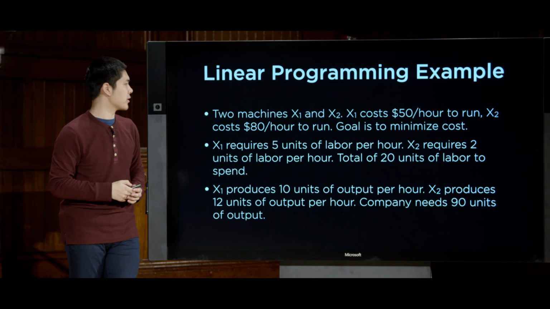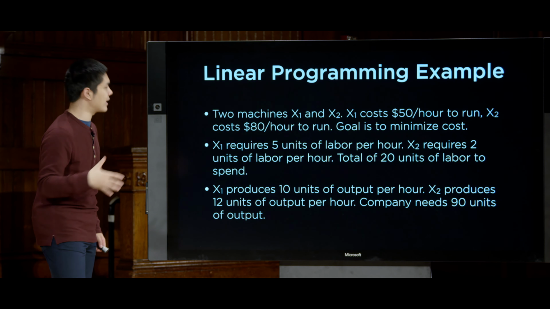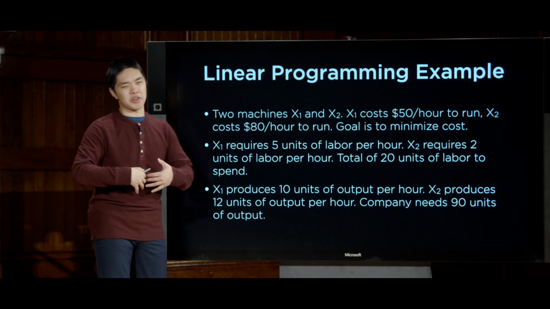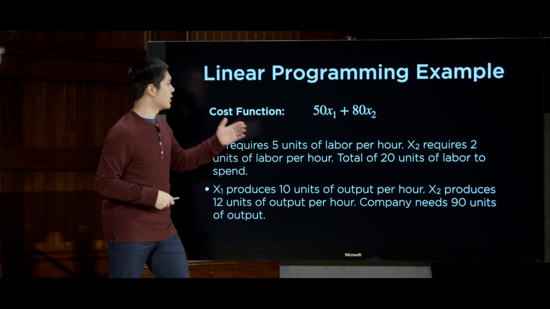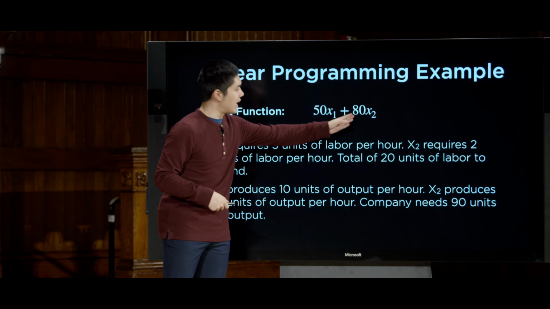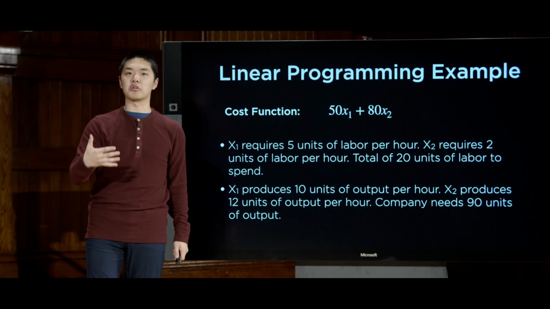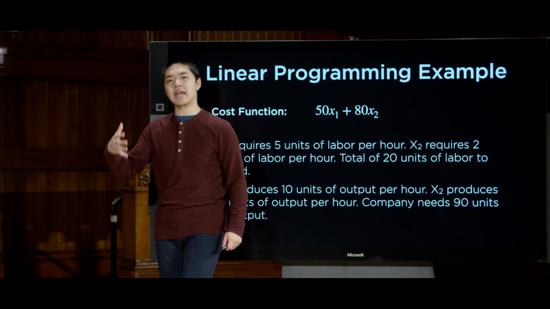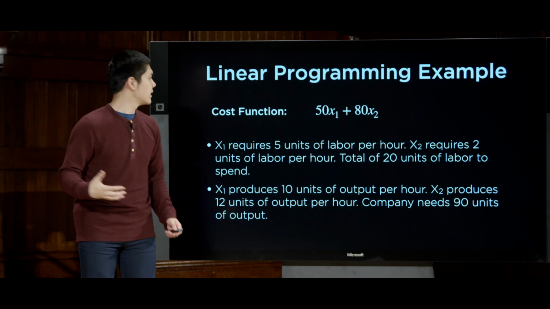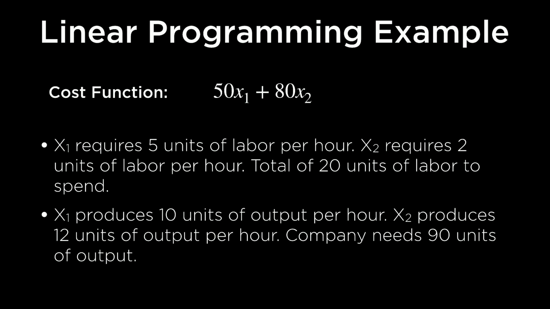So let's start with this first point. Two machines, x1 and x2. x1 costs $50 an hour, x2 costs $80 an hour. Here we can come up with an objective function that might look like this. This is our cost function, rather. 50 times x1 plus 80 times x2, where x1 is going to be a variable representing how many hours we run machine x1 for. x2 is going to be a variable representing how many hours we are running machine x2 for. And what we're trying to minimize is this cost function, which is just how much it costs to run each of these machines per hour summed up.